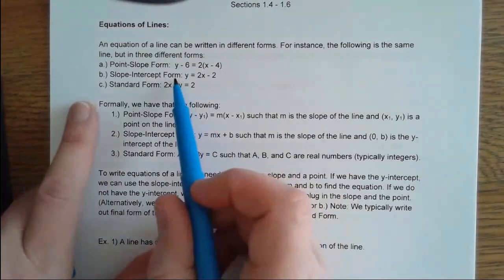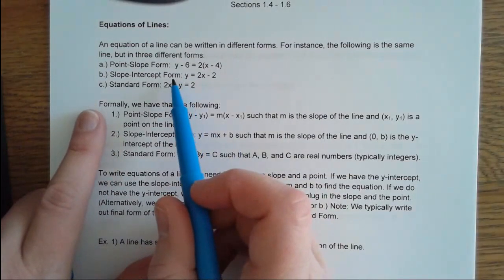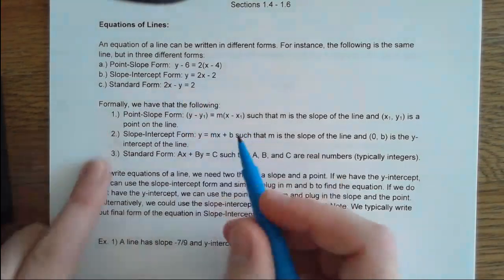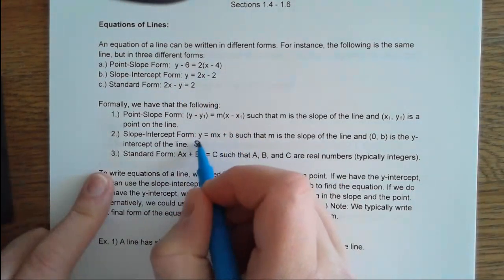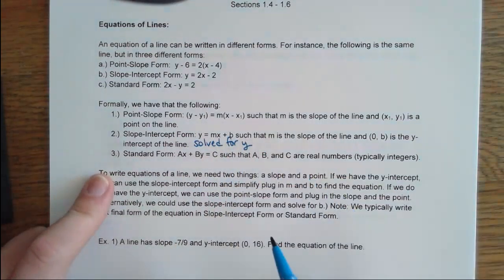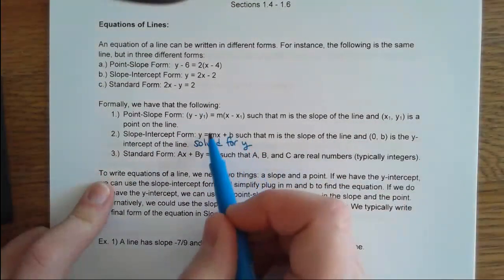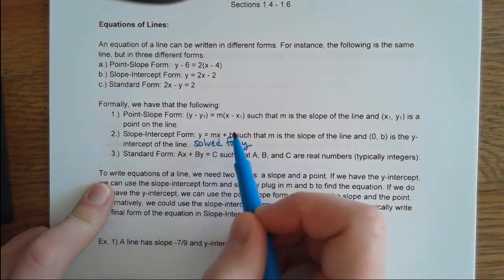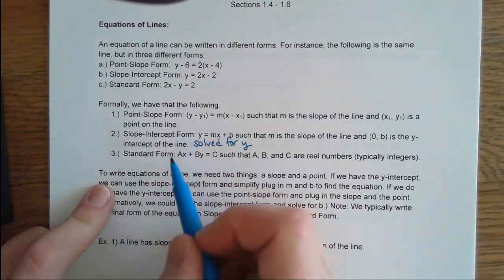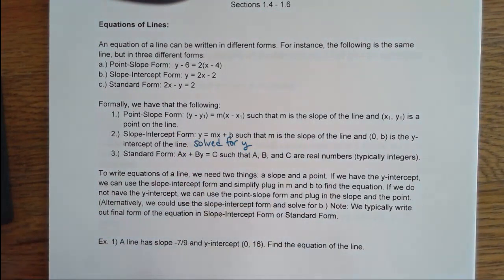The second form, which is the one people tend to be most familiar with, is slope-intercept. And you'll notice that you are solved for y here. So that is this one. So y is by itself. And in this form, your slope is right next to the x, and then the other value is the b or the y-intercept. And then the last form here we're going to talk about is standard form.